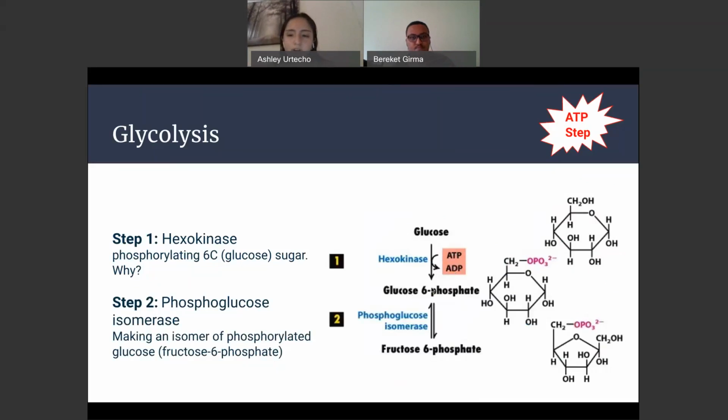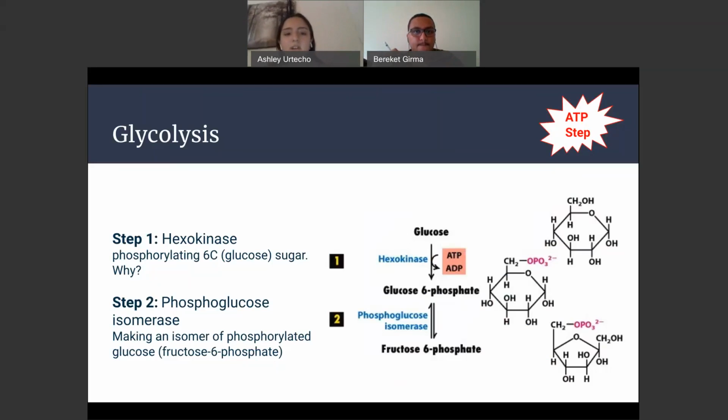So why would the cell want to phosphorylate glucose in the first place? Why is this important? To enter the internal mitochondria, I think, where the cellular reactions occur.